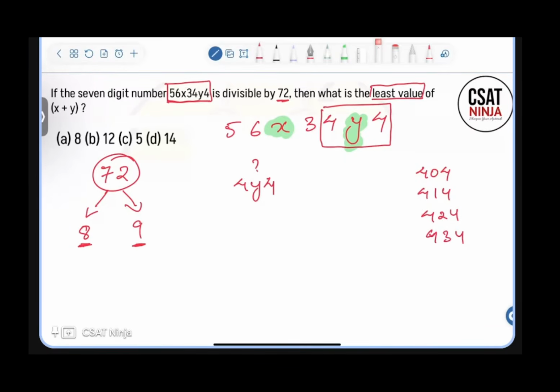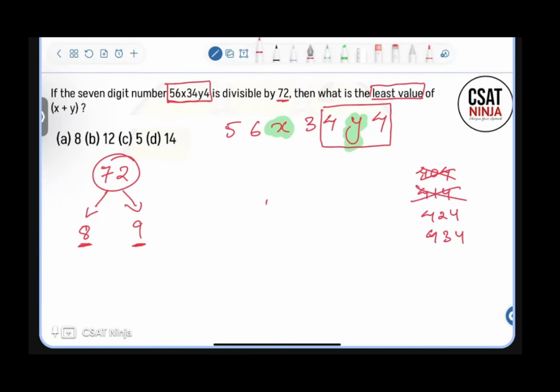So let's start with 404. Is 404 divisible by 8? 8 5s are 40 and 4 here. That means it is not divisible. So this is not applicable now. What about 414? Is 414 divisible by 8? Let's check. 8 5s are 40 and 1 4. Again, it is not divisible. That means 414 is also not divisible by 8.